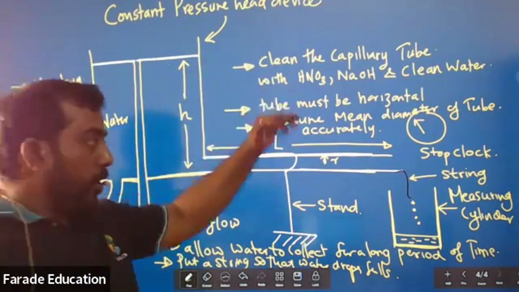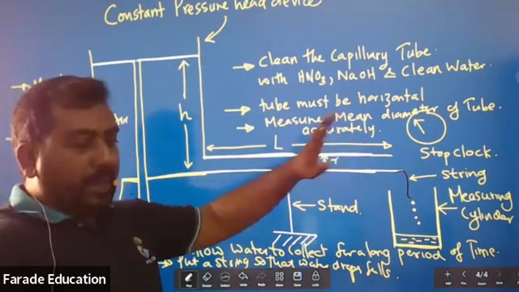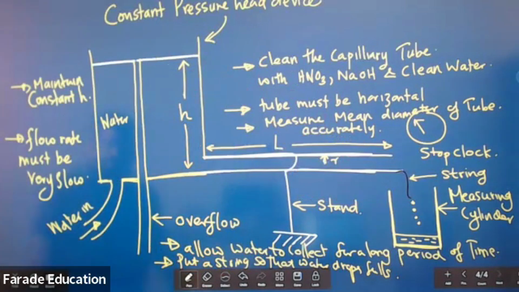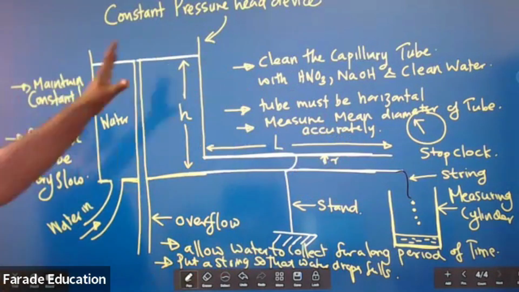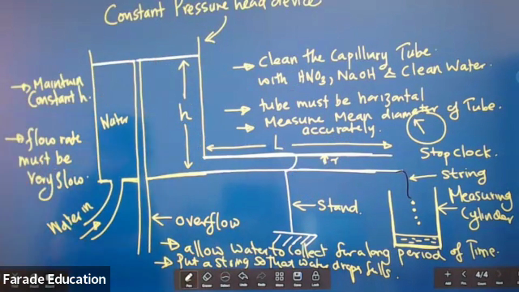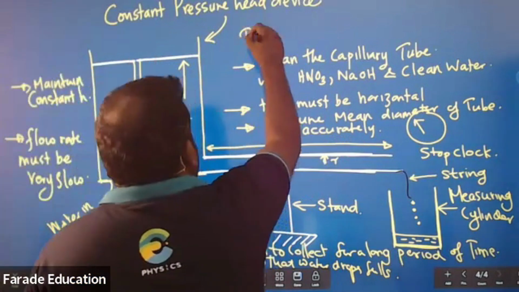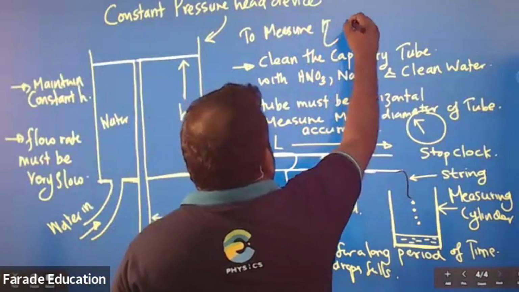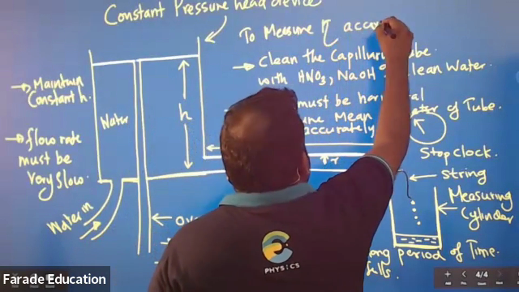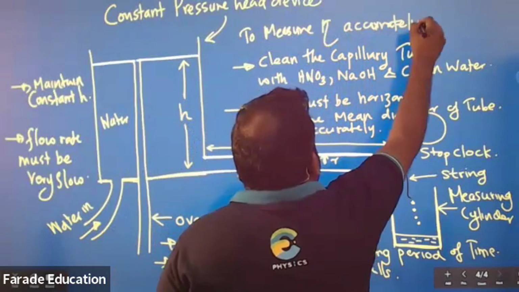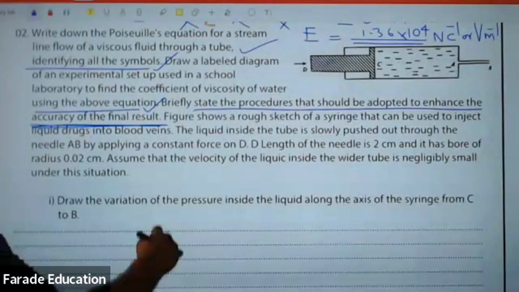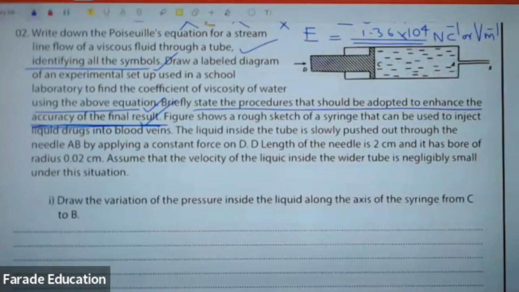So if you can do all of these things, you can make sure you accurately measure the coefficient of viscosity. Around the same setup, I wrote everything to measure eta accurately. To measure eta accurately, this is what you should do. That is also done. All these are part of the main question, but you must underline them and make sure you do it.